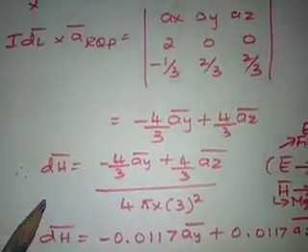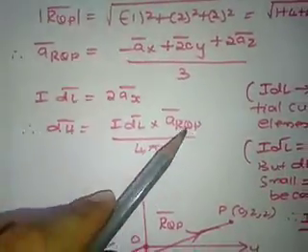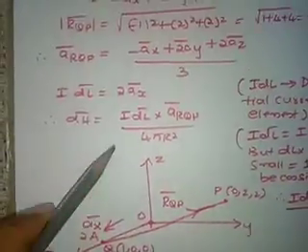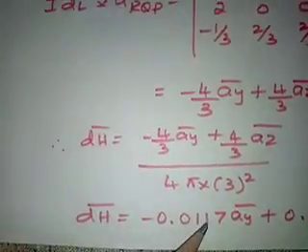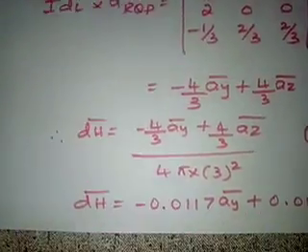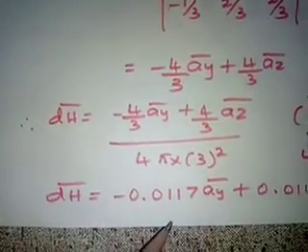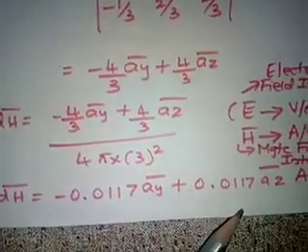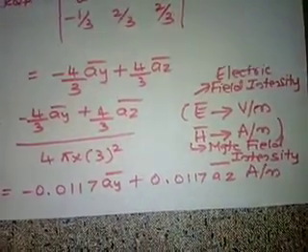So dH bar will be equal to I dl bar cross a_RQP bar, that is, whatever cross product we have taken, divided by 4 pi r square, so divided by 4 pi into 3 square. So that comes out to minus 0.0117 ay bar plus 0.0117 az bar ampere per meter.